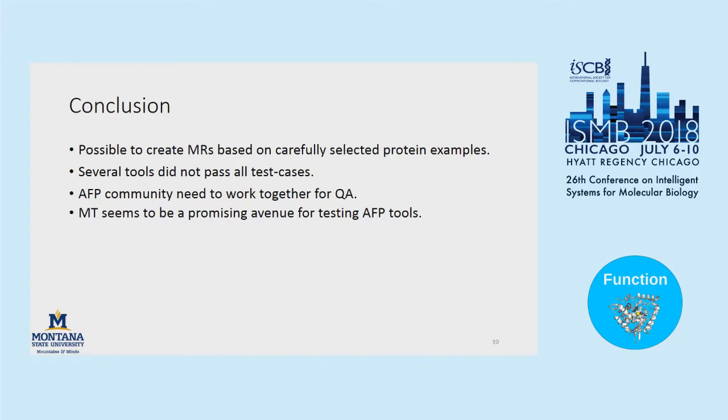So, in this study, we are exploring the feasibility of applying metamorphic testing to AFP tools, and we saw that it's possible to create metamorphic relations based on carefully selected protein examples. And we also observed that several tools did not pass all test cases. So we believe that the AFP community needs to work together for quality assurance. We also conclude that metamorphic testing seems to be a good way for testing AFP tools.